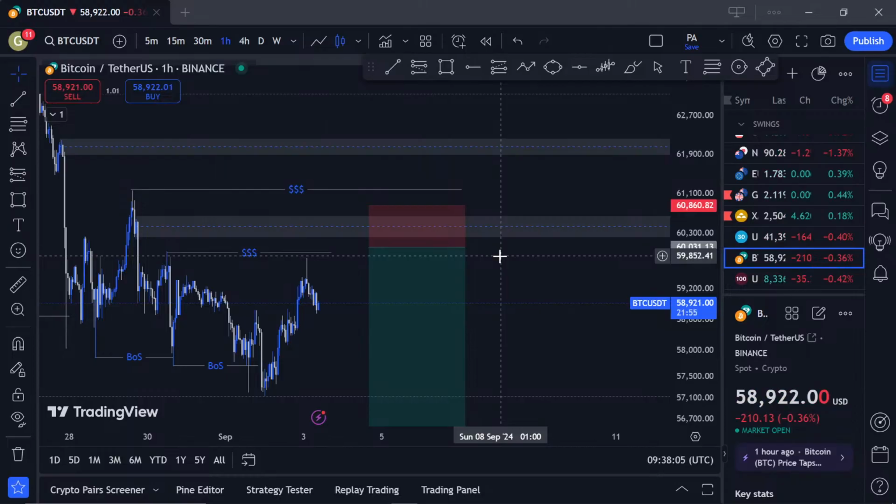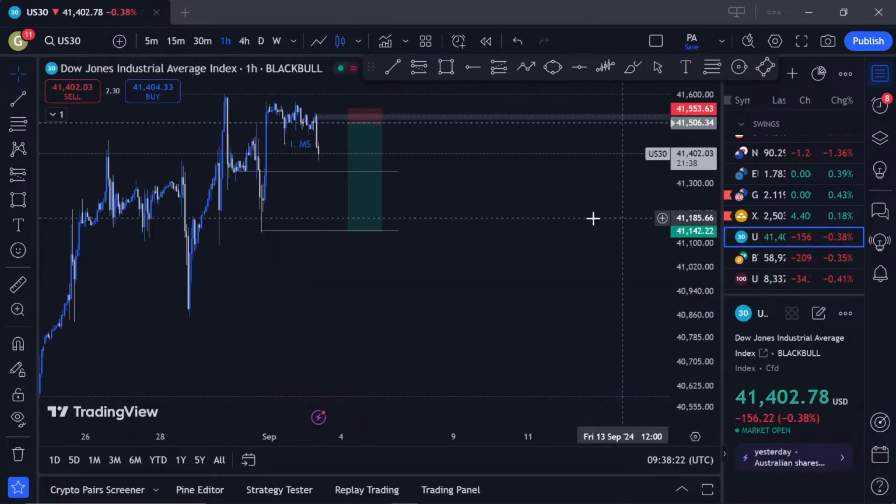But if it doesn't give you a clear entry opportunity here, then you wait for it to come over to the 61,000 level. At that one, we'll take a sell at 61,757 and keep our stop loss at 62,405.